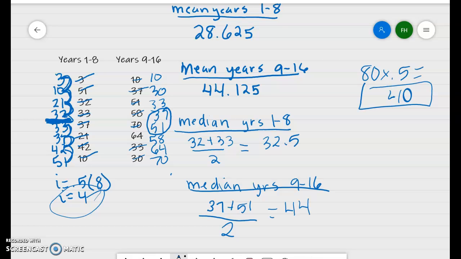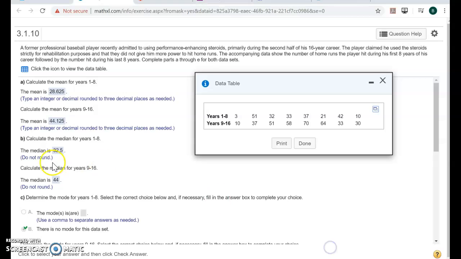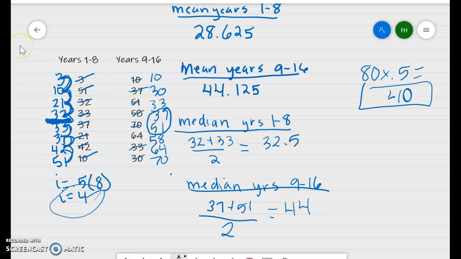So our answer there would be 44. Now for the mode, it's the data point that occurs the most. There's nothing that repeats here, so we don't have a mode.